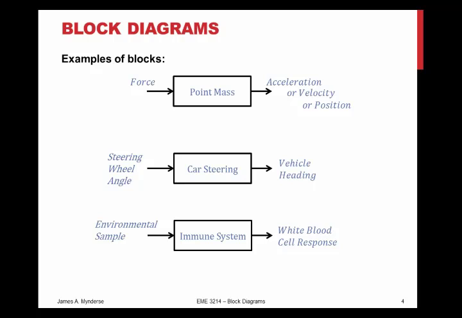And if we take some sort of environmental sample, say when you are breathing, you're breathing in bits of the environment, it reacts with things in your sinuses and your nose, and that's going to trigger a response. Well, that triggering is the system responding to an input, and the output in this case is some sort of white blood cell response. Now, I'm not a biologist, so I'm not going to tell you too much about that, but I know that there's been some interesting work done in modeling that system. Now, when you model that system, it becomes very complicated. But we're going to focus more on the simpler sorts of things like the point mass and the car steering.